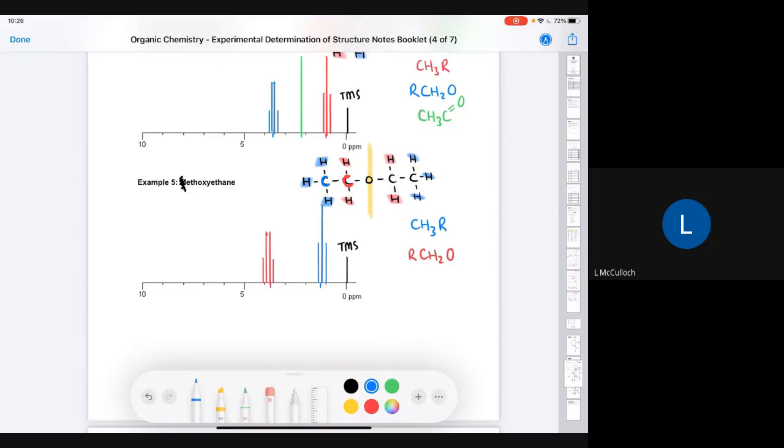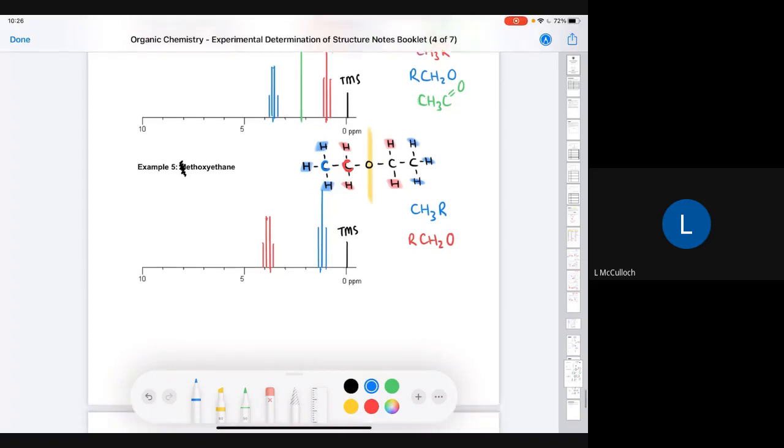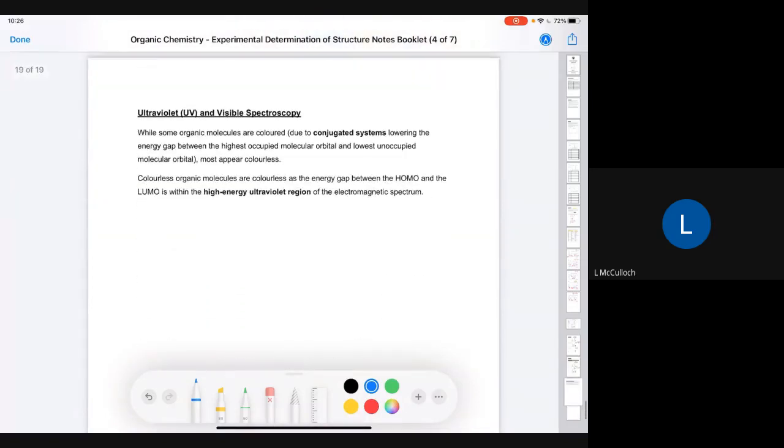Right, so just to finish off, we will very quickly look at the last page in this booklet, which is just on UV spectroscopy, which we don't actually tend to look at an awful lot in comparison to the other 3. So we'll just kind of talk through this.